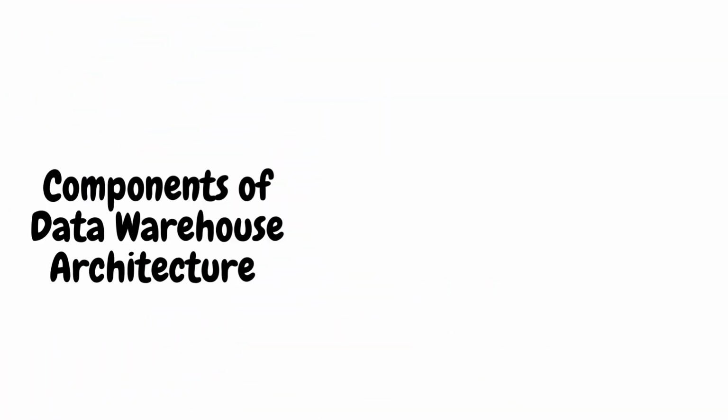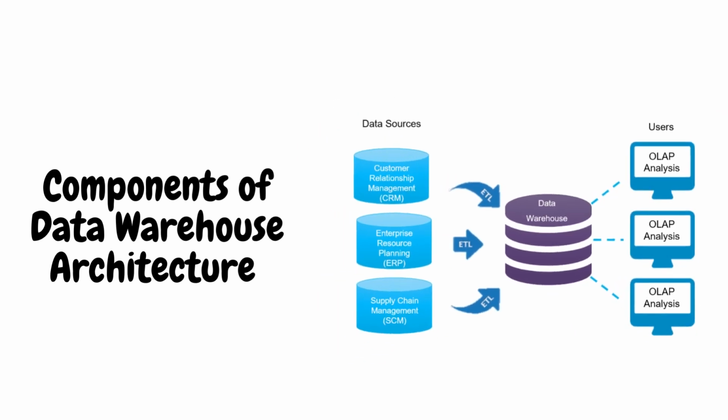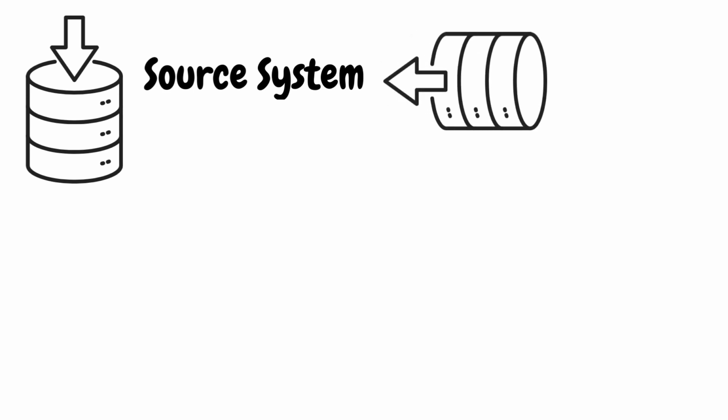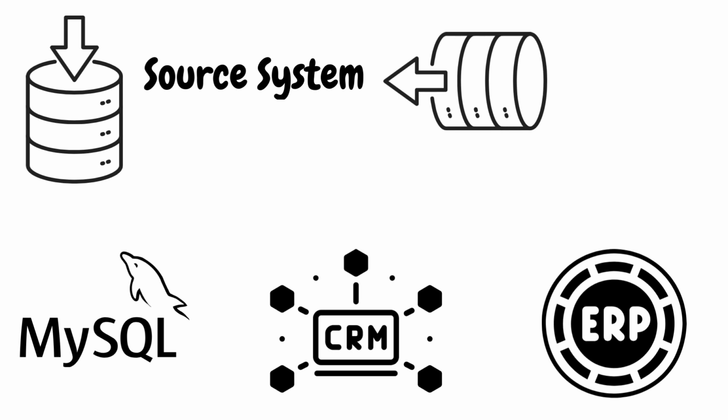Components of data warehouse architecture. There are several components that make up a data warehouse architecture, including source systems. These are the systems that generate the data that will be stored in the data warehouse. Source systems can include things like transactional databases, CRM systems, and ERP systems.